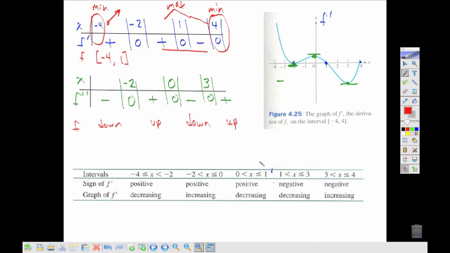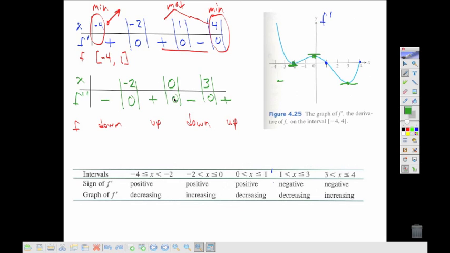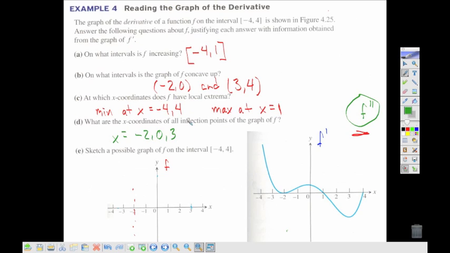Again, inflection points come from our second derivative. These are going to be happening where we have a change in sign. And our changes in sign are happening at each of these points, -2, 0, and 3. And so each of those will be an inflection point.